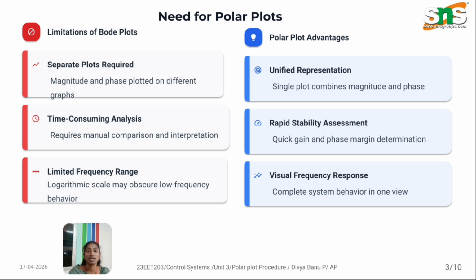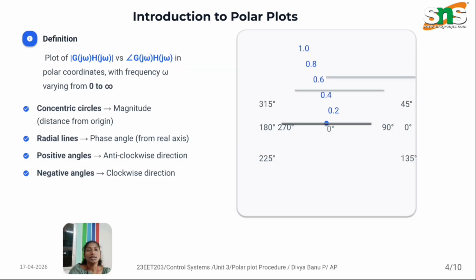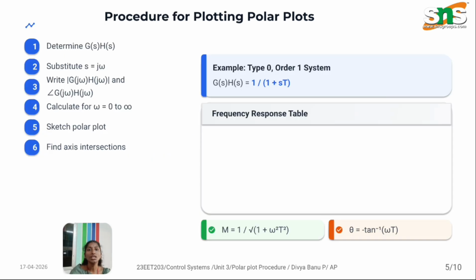Coming to the introduction of the polar plot, here also we have magnitude and phase but combined together, and we call it concentric circles. This is done with the polar plot, radial lines, positive angles and negative angles. Coming to the procedure, the first step is that the question will be given as a transfer function. With that transfer function we have to determine the corner frequency, and after that we directly substitute the transfer function in the form of magnitude and phase for the polar plot.